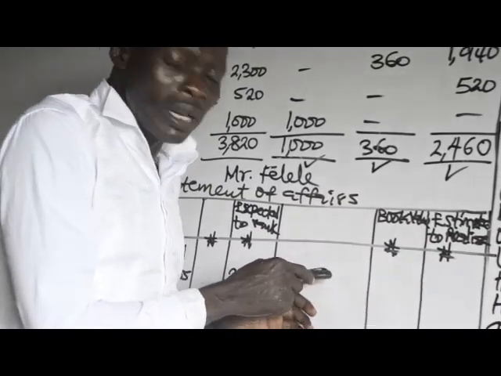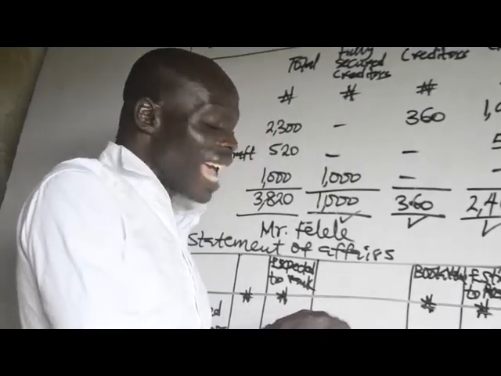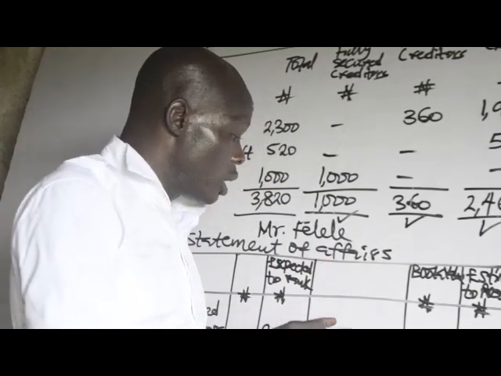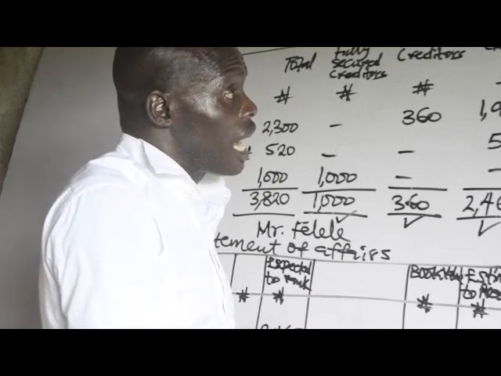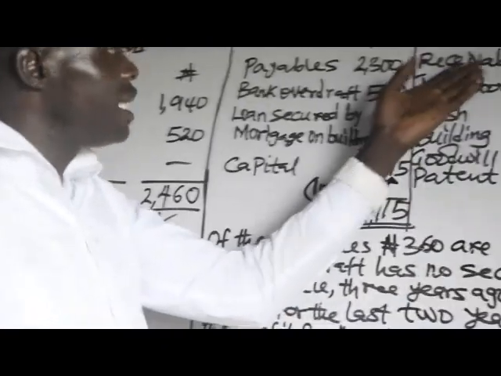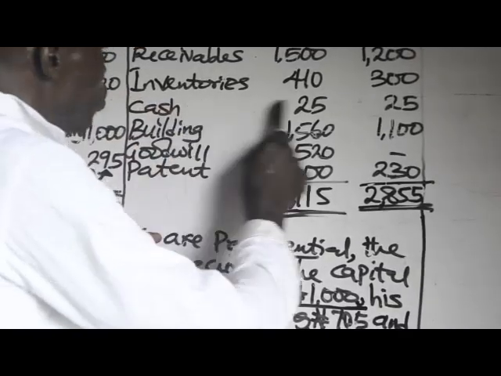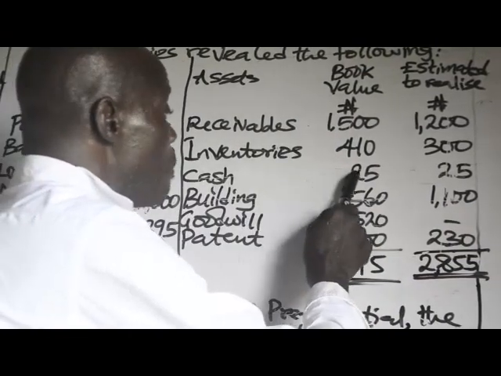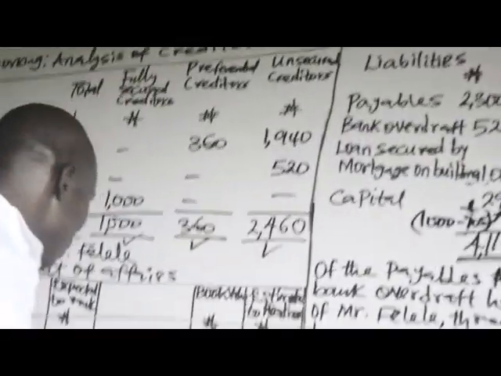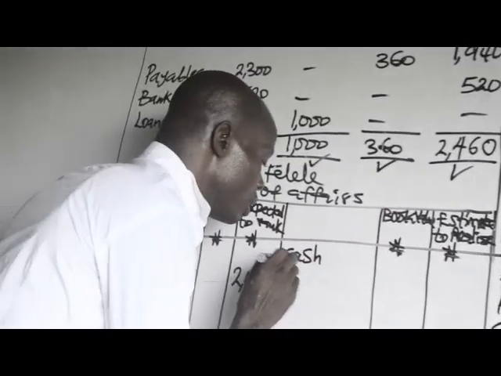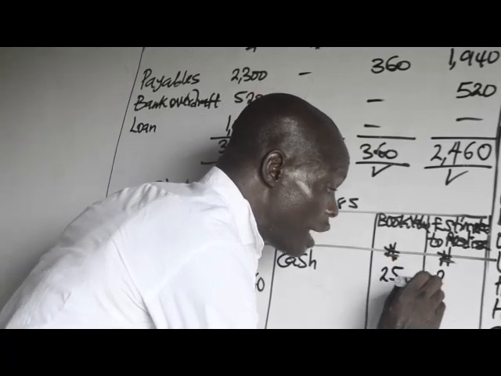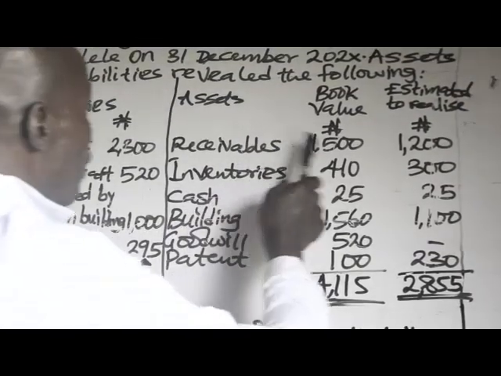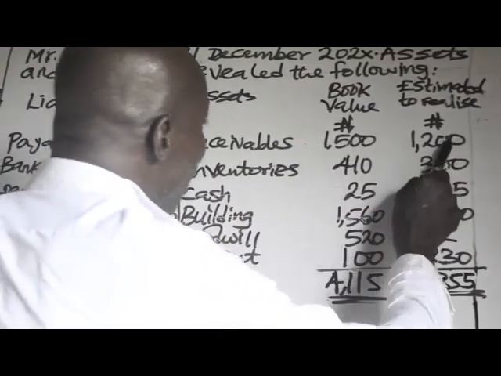I've told you that the assets that will be used are those assets that are not used as security for any debt or loans. Assets not used as security are what we are going to consider. Now, let's go to the asset side. So we have cash of 25, book value and realizable value. Book value is 25. The realizable value is also 25. Then we have receivables. The book value is 1,500, while the realizable value is 1,200.